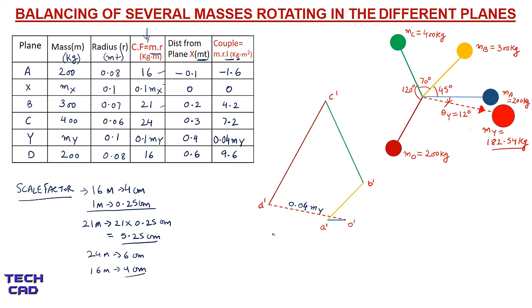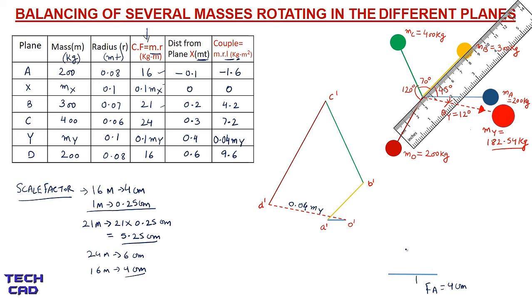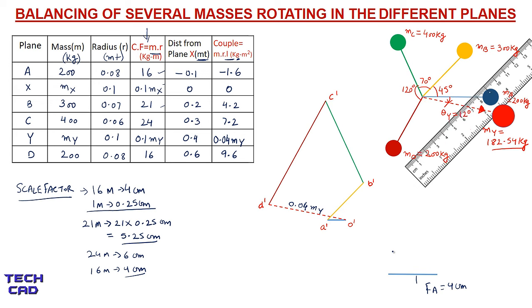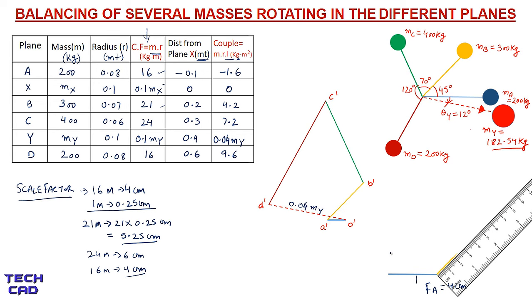For the force polygon we have to take the scale and make it parallel to the mass A, take your scale to this side and make a line of 4 centimeter, and this 4 centimeter will tell us FA, as per our scale factor. Now again take a scale and make it parallel to mass B and make a line of 5.25 centimeter, and this will give the force B which is 5.25 centimeter.